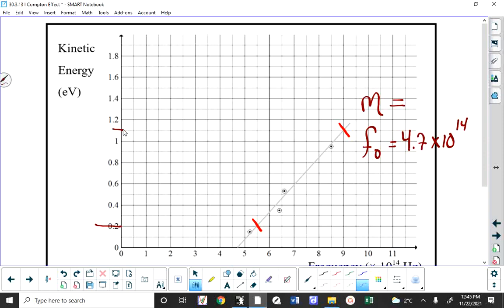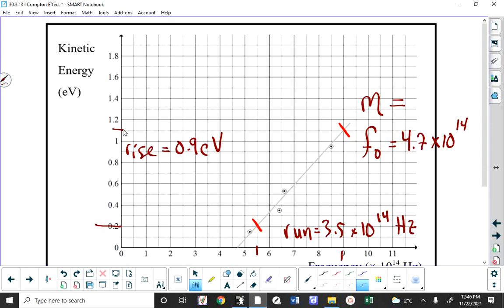1.1 minus 0.2 is 0.9. So the rise is 0.9. And that's in eV. The run, I need to go from 5.5 to 9, which is 3.5. So your run is 3.5, but don't forget you have to use 10 to the 14, and this is hertz.